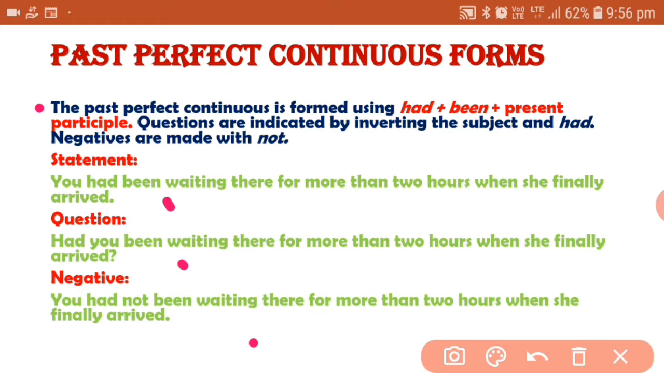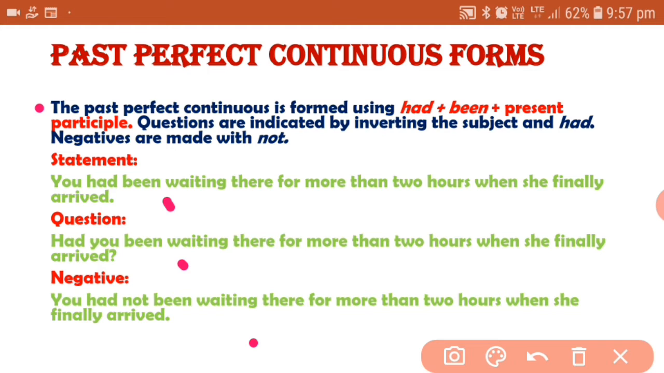Negative sentence you can say. You had not been waiting there for more than 2 hours when she finally arrived. In these 3 sentences, students, you can know very well what is the difference between affirmative, interrogative and negative sentences.